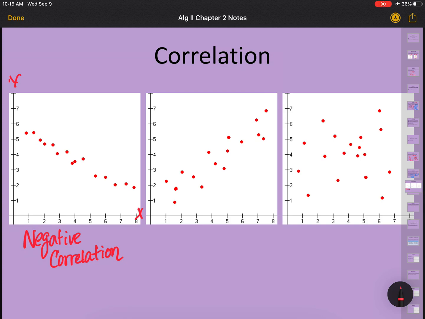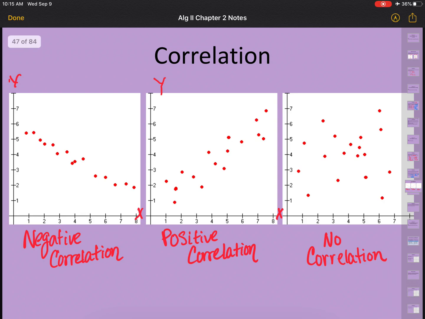The next one, as x increases, y is also increasing. So this one is a positive correlation. Okay, and then this last one, kind of all over the place as x increases and y increases. It's kind of all over the place since the dots are kind of all spread out and not really following any sort of pattern. We say that this is a no correlation. Okay, it follows no real pattern at all.